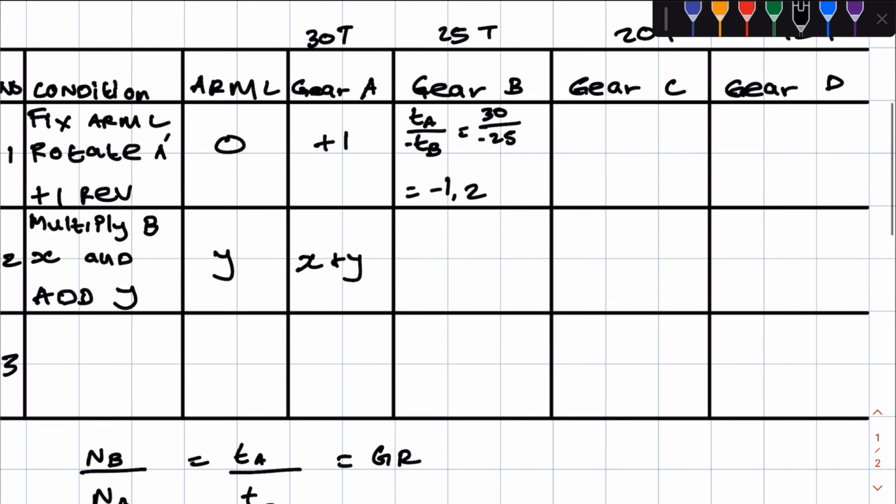So first of all, the first and second conditions do not change. For the first condition, you fix the arm, whatever the arm is, and you rotate the annulus by 1 revolution in the clockwise direction. As for the second condition, you multiply the first condition by x and then add y. Those conditions will never change. Conditions that come after that depend on what the question is looking for.